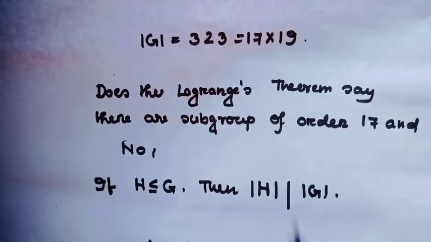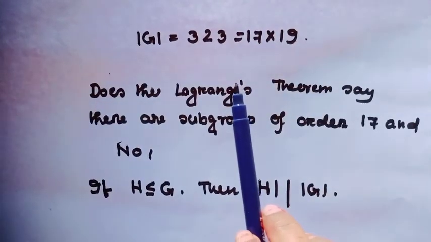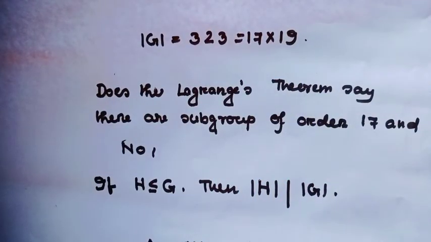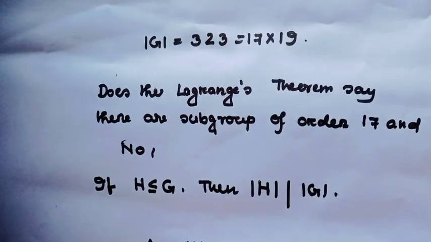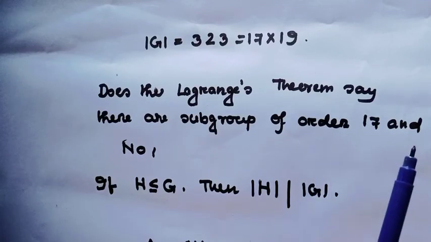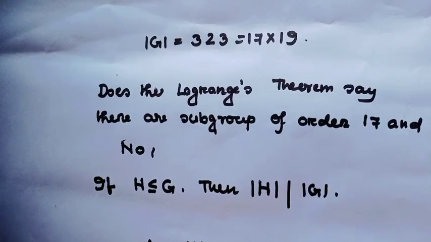Okay? Well, now let's see one example. The order of G equals 323, which is equal to 17 times 19. Does Lagrange's theorem say there exists a subgroup of order 17 and 19? No. Because the converse of Lagrange's theorem may not be true. Lagrange's theorem is only an if condition: if H is a subgroup of a group, then the order of H must divide the order of G.